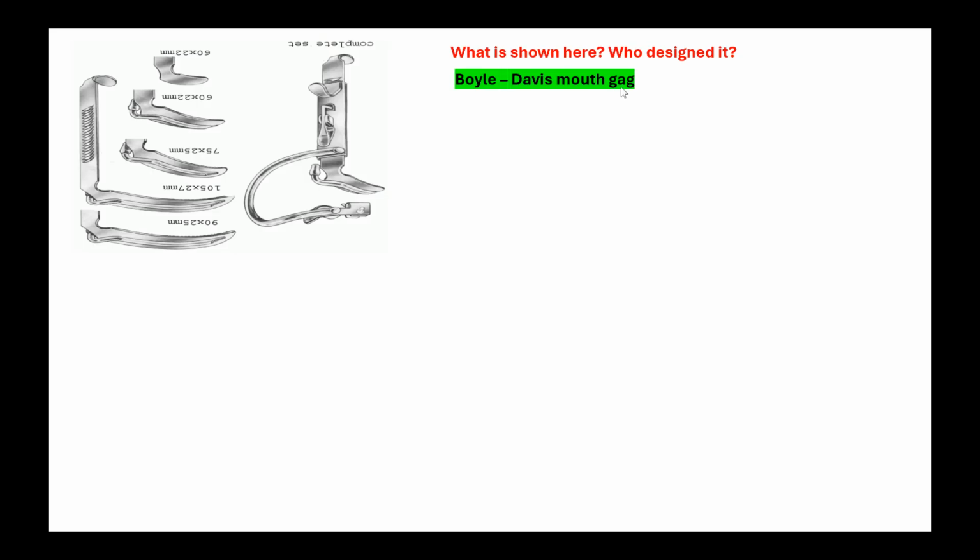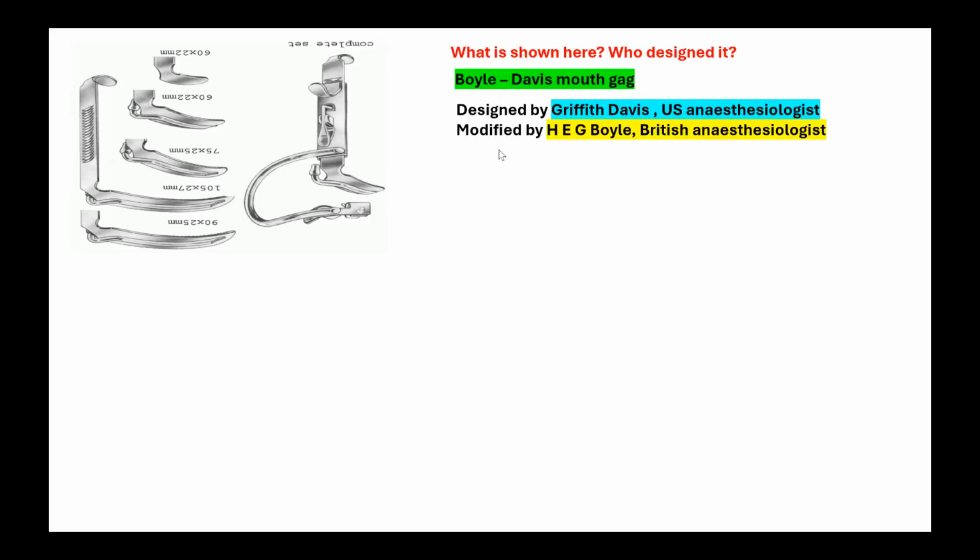Davis is Griffith Davis from the US. He was also an anesthetist. He was the first person to design this blade and this mouth gag. Boyle went to the US, copied that, brought it and modified it. So originally designed by Griffith Davis, a US anesthetist, then modified by the same person who made the anesthesia machine, Henry Edmund Gaskin Boyle, and that is the reason why it is written with a hyphen, Boyle-Davis mouth gag. Okay?